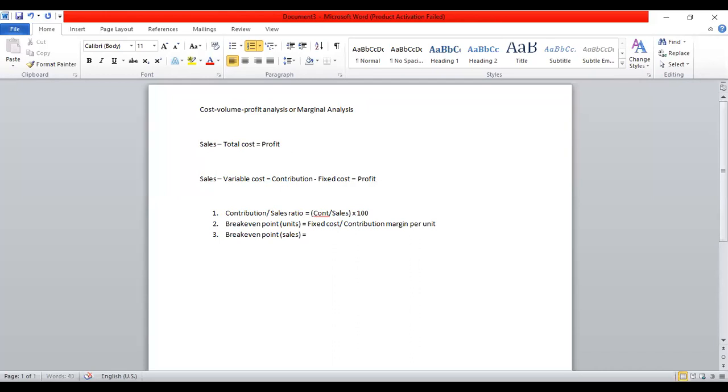If it is break even, we just have to equate the fixed cost and contribution. So the equation would look like fixed cost divided by contribution by sales ratio, the contribution margin ratio. We have it as contribution by sales ratio, or contribution margin ratio, what we call it.